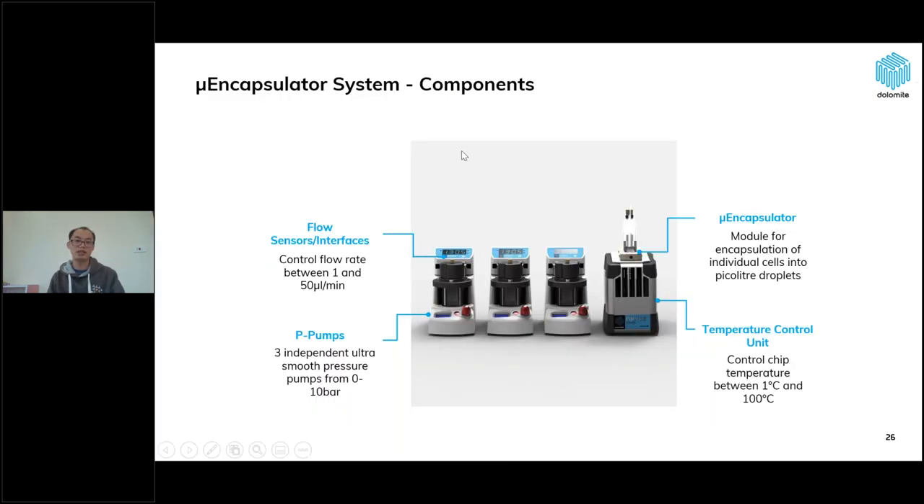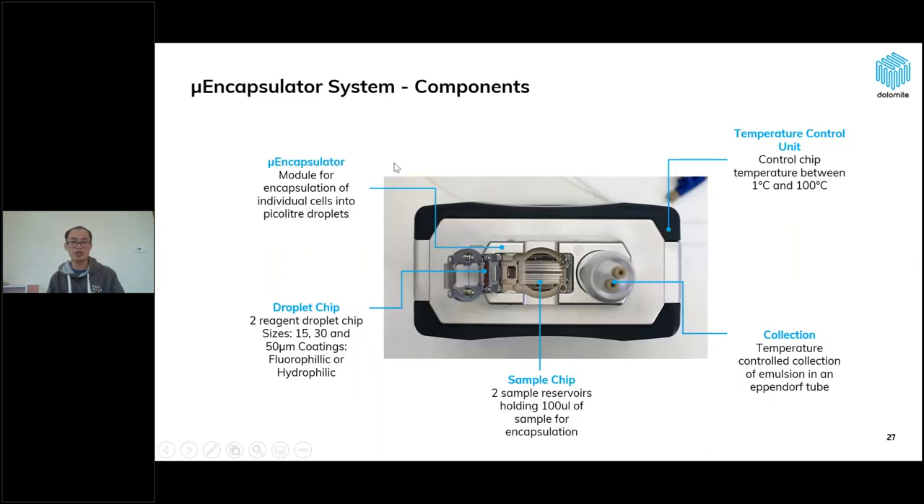Here is the encapsulator system with its components. Basically, it is similar to the single channel system used at lab scale. We have three pressure pumps, a microscope with a high-speed camera, and a chip. For this system, we have one more module, which we call the micro encapsulator module. It is for encapsulation of individual cells into pico droplets, as you can see here, and a temperature control unit, with which we can control the chip temperature between 1 and 100 degrees C.